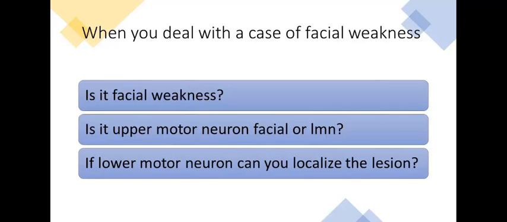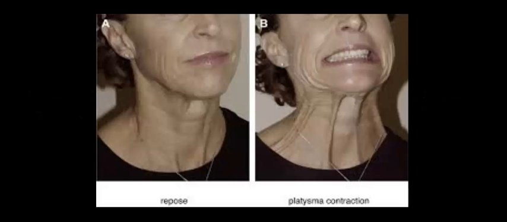Can it be something like it? Yes, it can be psychogenic facial deviation. So how to differentiate between true facial weakness and psychogenic facial deviation? By contracting the platysma muscle. Anyone cannot voluntarily contract one side only of the platysma muscle. You have to contract both sides together.